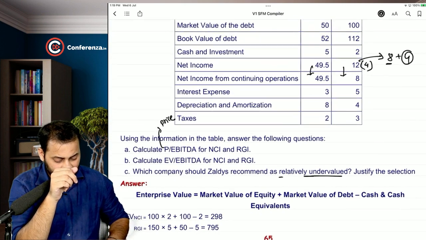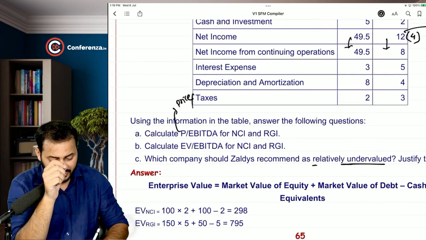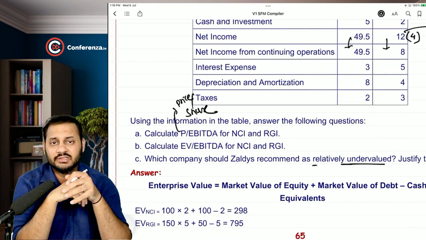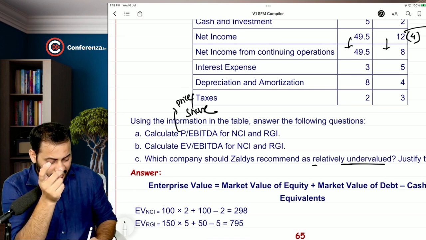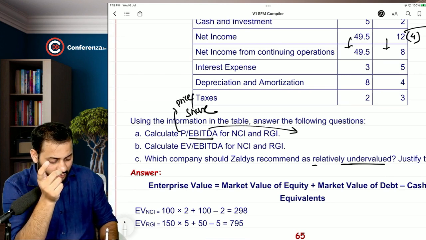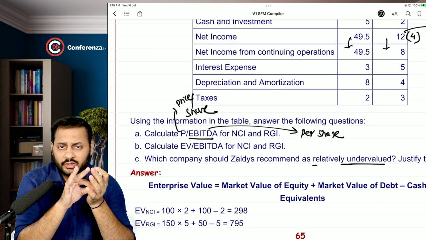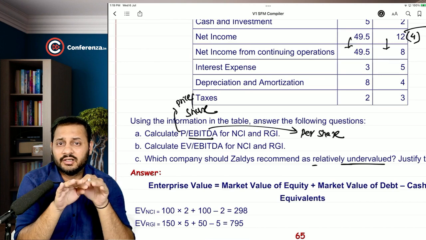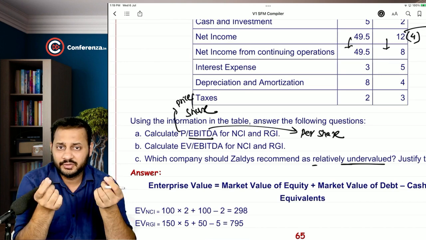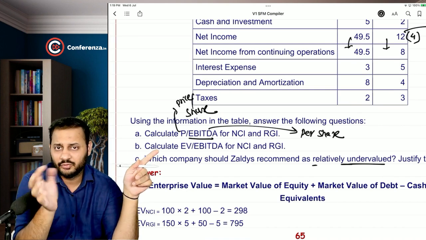Justify the selection. See, in the first part, you can clearly see they have put a market price per share. P means the price per share in the numerator. It automatically means the EBITDA that you are going to take here should also be calculated as per share. Because whatever calculation you are going to do, make sure that the base in the numerator and the denominator are the same. So if the numerator is per share, the denominator should also be per share. Thus, in the second part, it is in total value. It is not per share.